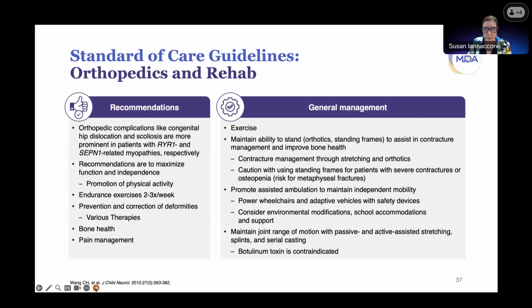For the most part, joint contractures are probably preventable if we have the right regimen and stretching and orthotics. But it's important to remember that there are certain gene mutations in which no matter what you do, you cannot prevent the development of contractures. And please remember the botulinum toxin is contraindicated in these patients because it paralyzes the nerves. Next.